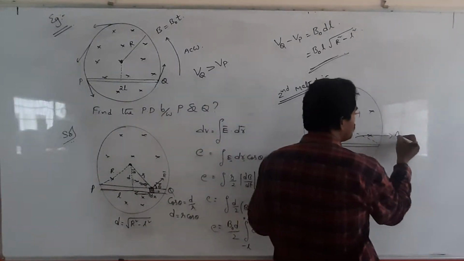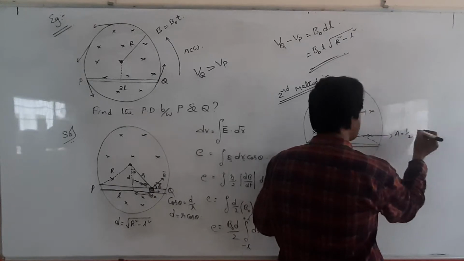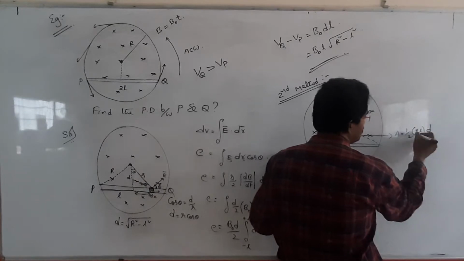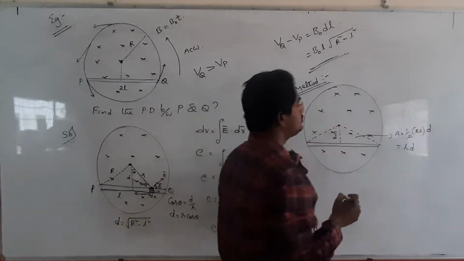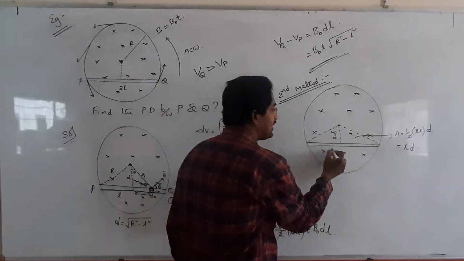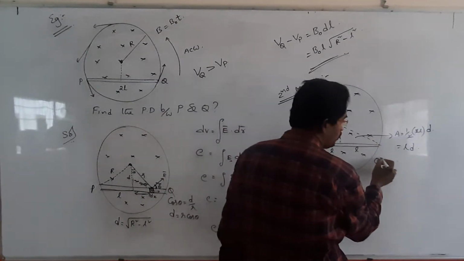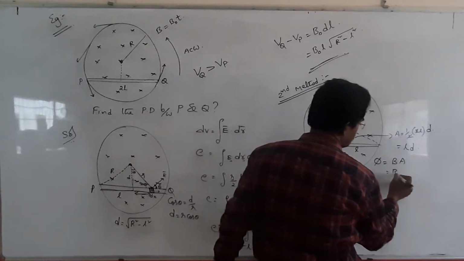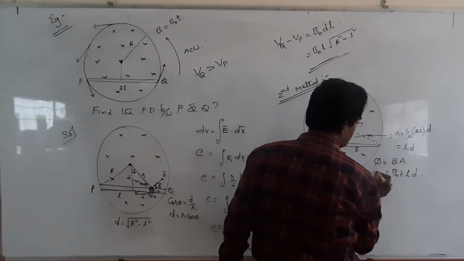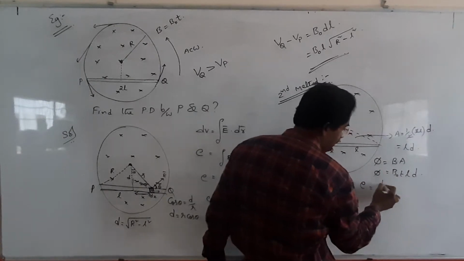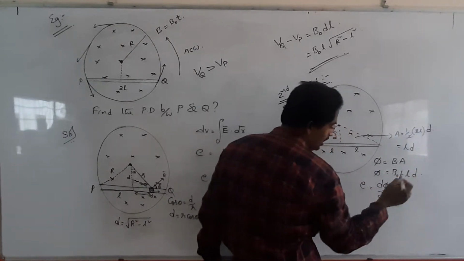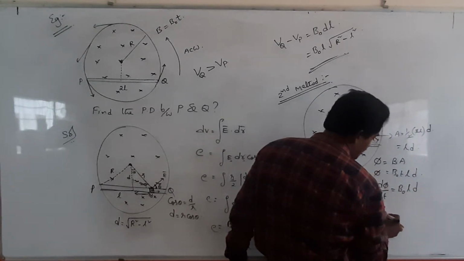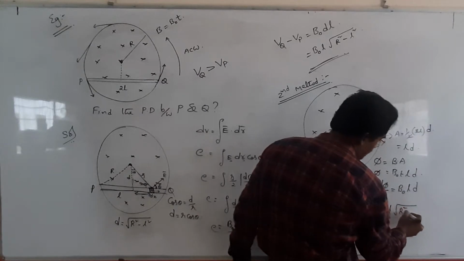So area value is half into base into height. So we are getting L. Right? Then what is the flux value here? BA. What is the B value here? B naught d into Ld. Then induced EMF is d phi by dt. How much? B naught L d. That means B naught L into root over R square minus L square.